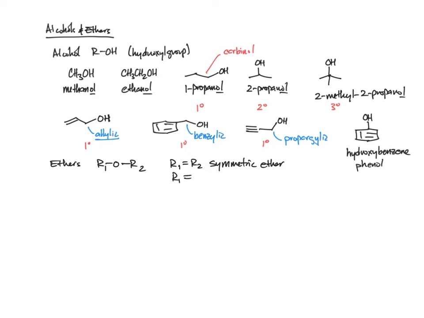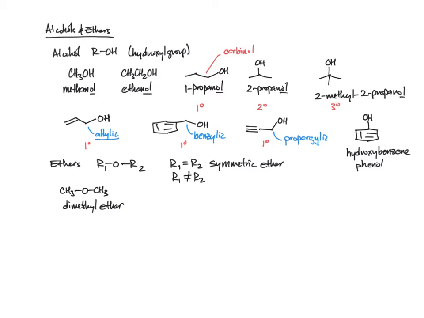If R1 is not the same as R2, it's an asymmetric ether, and so the nomenclature of those gets a little bit more challenging, but you visually recognize that it's dissymmetric. So what are some versions of ethers? For example, if we have CH3, O, CH3, this would be called dimethyl ether. So dimethyl, 1, 2, there's 2 of them, dimethyl, a space, and then the word ether.